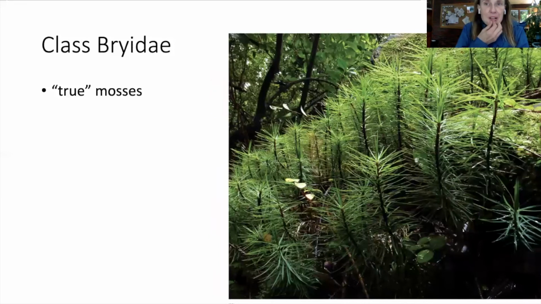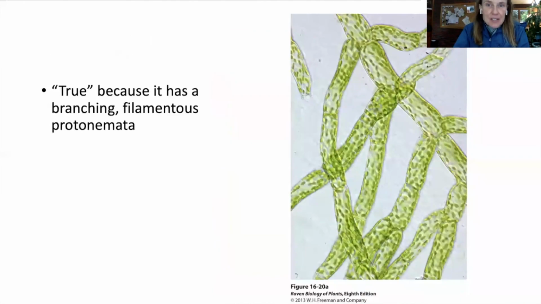Okay, true moss, class Bryophytes. These are the true mosses. This is what you're thinking of when you probably think of moss. They're called true mosses because they've got branching filamentous protonemata, and we haven't talked about what a protonema is yet, or protonemata in plural.